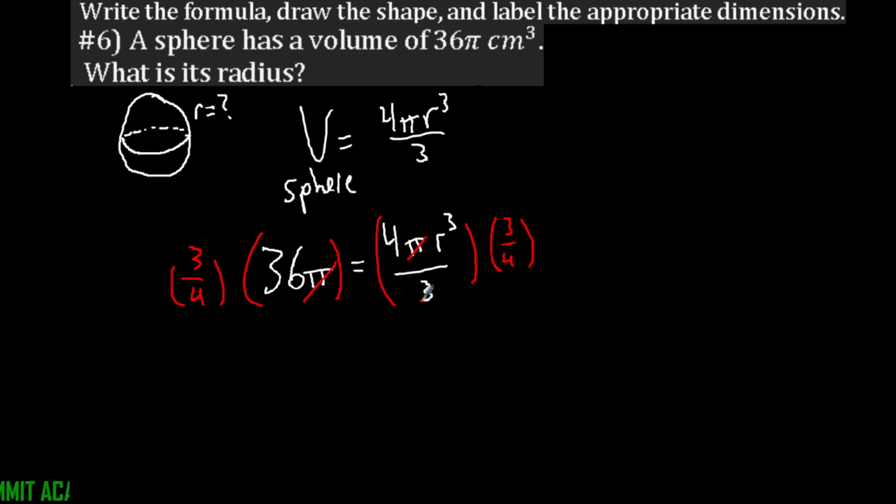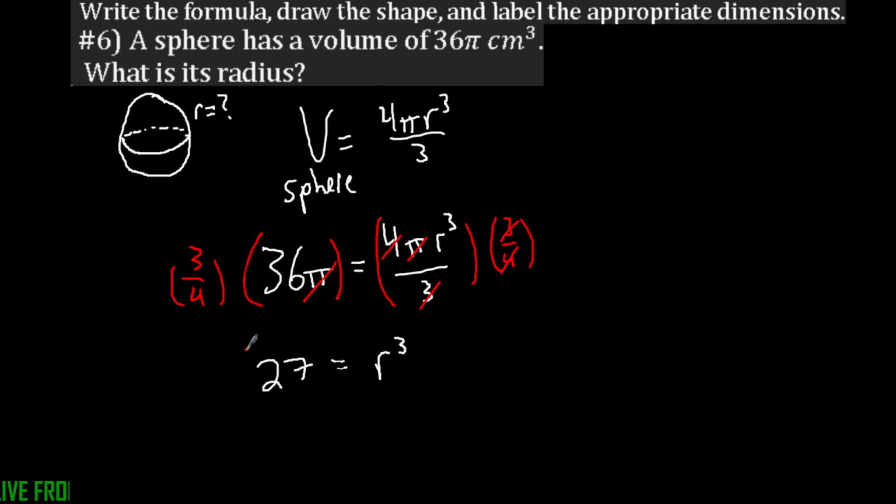So when I multiply by 3 over 4, this fraction cancels out, and this is like multiplying by 0.75. So this is going to be 27 equals r to the third power. Make sure you're using the cube root. So it looks like this.